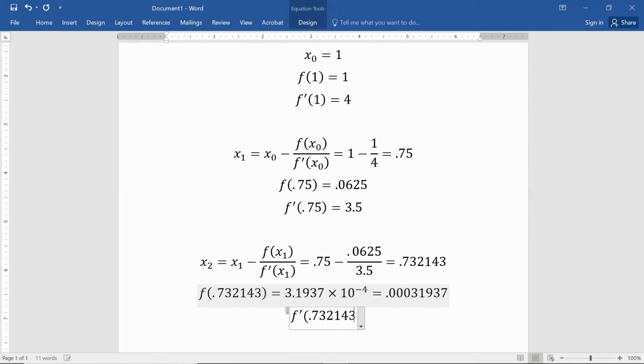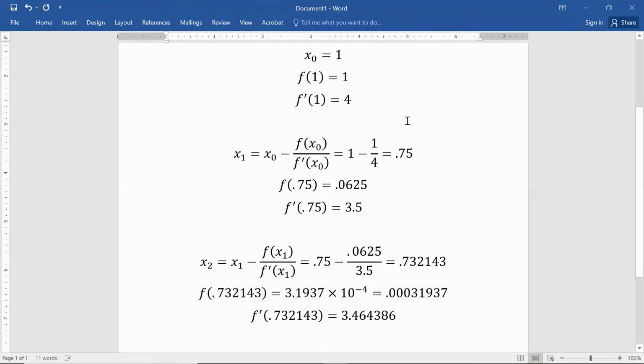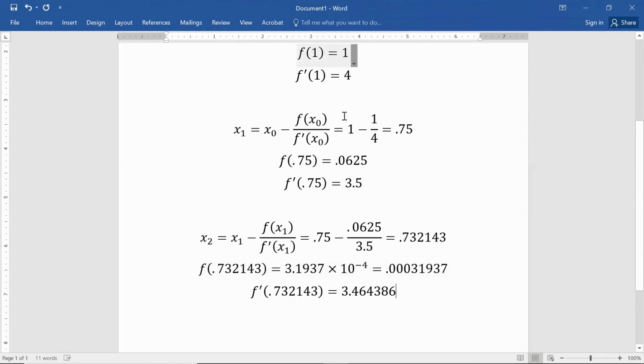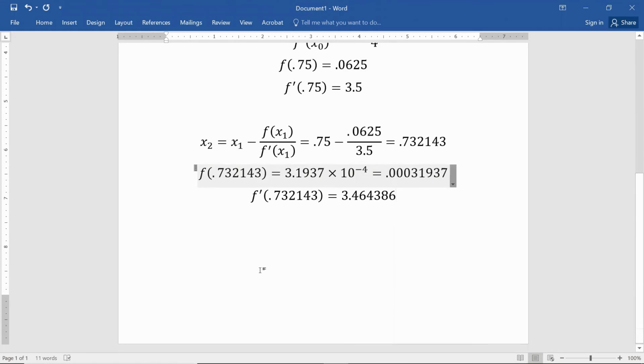If we look at the derivative evaluated at 0.732143, I have not calculated this yet, but I will just type it in my calculator. I ended up with about 3.464386 if I go out to 6 decimal places. So our first guess is a 1. Our second guess was 0.75. Our third guess is 0.732143. That's our third guess.